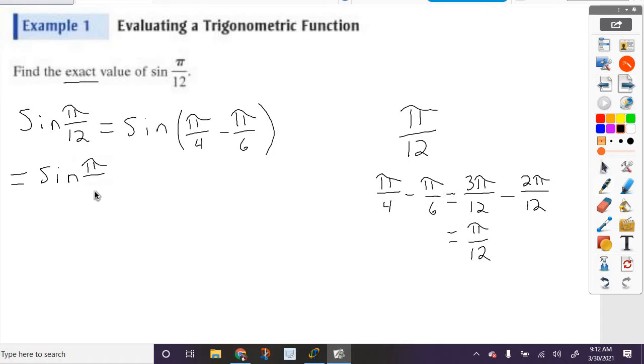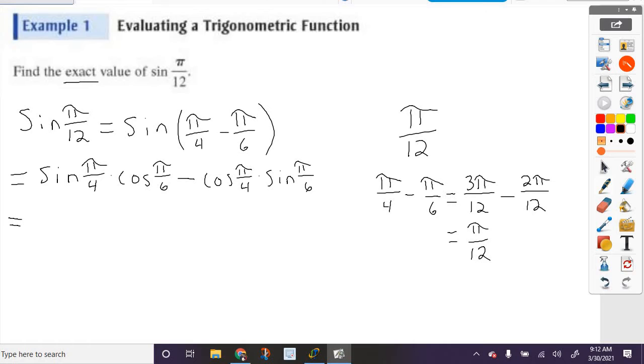So I get sine of pi over 4 times cosine of pi over 6. Again, it's going to be the same sign, so we are going to have subtraction. And then I have cosine of pi over 4 times sine of pi over 6. Well, now notice pi over 4 and pi over 6 are on our unit circle, and so we can evaluate these now. And that's the whole reason why we use these properties or these theorems, is because now we can evaluate just using our unit circle.